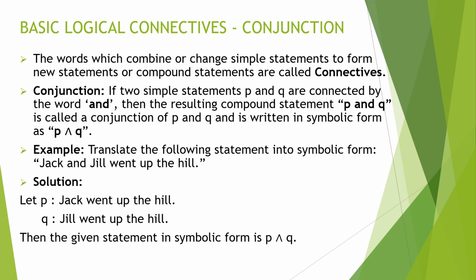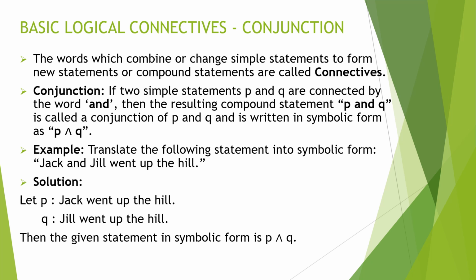Next, the words which combine or change simple statements to form new statements or compound statements are called connectives. The first connective is conjunction. What does that mean? If two simple statements P and Q are connected by the word and, then the resulting compound statement is P and Q. Remember, P and Q are the notations for the statements. So P and Q is a compound statement and it is called the conjunction of P and Q, and it is written in this form, P and Q.